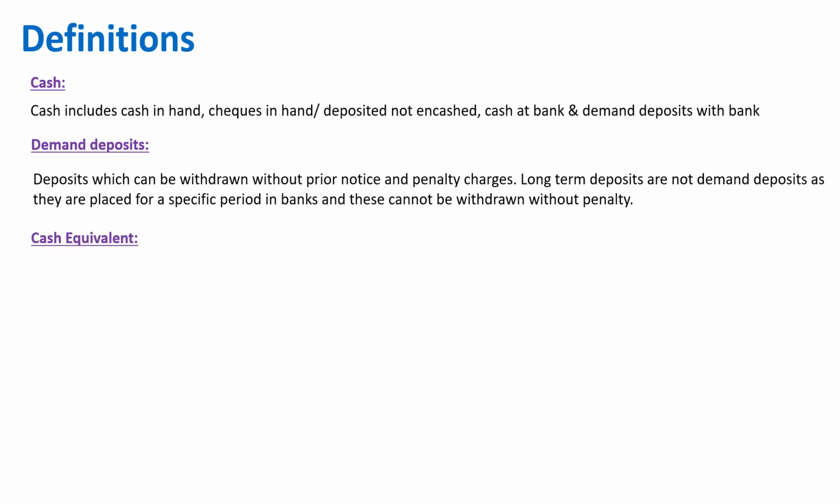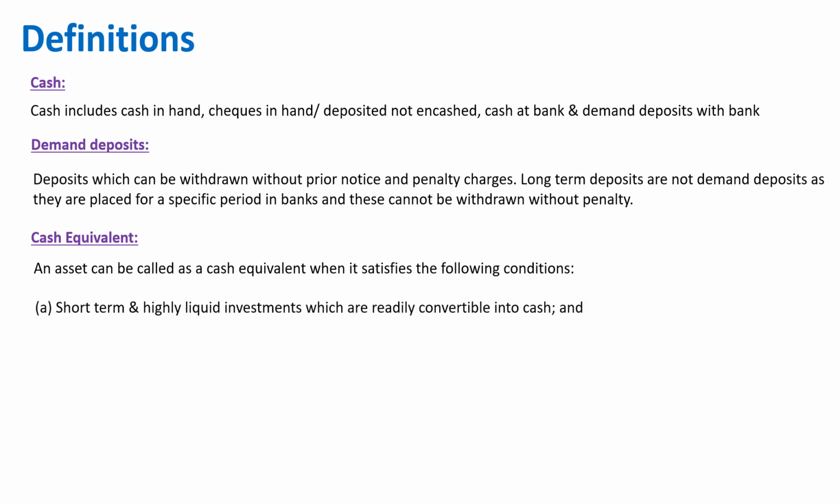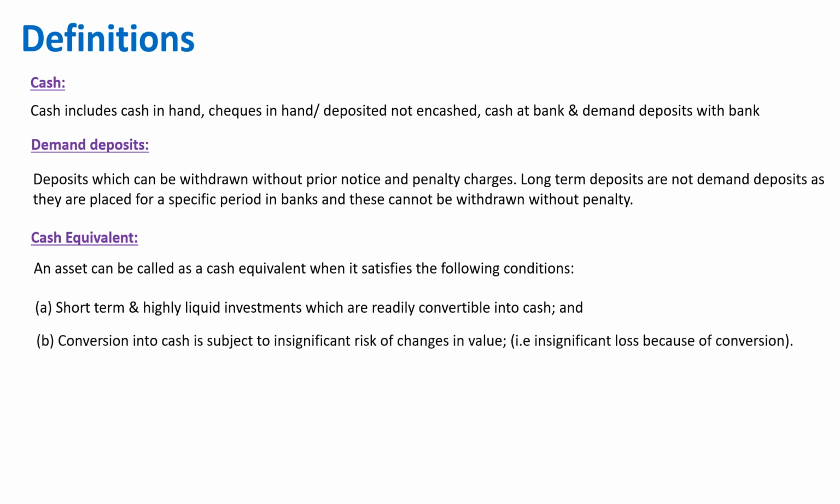Cash equivalent. An asset can be called a cash equivalent when it satisfies the following conditions. A. Short-term and highly liquid investments which are readily convertible into cash, and conversion into cash is subject to insignificant risk of changes in value. Okay. So what is the meaning of that? Any asset which can be converted immediately, and when you convert, the value doesn't change. The risk is very limited.